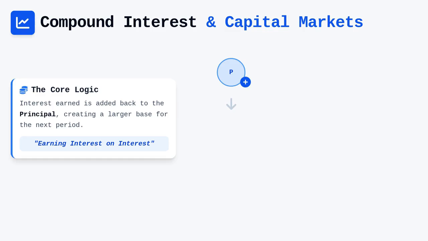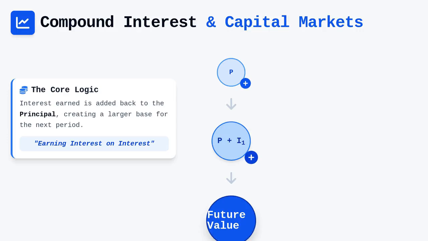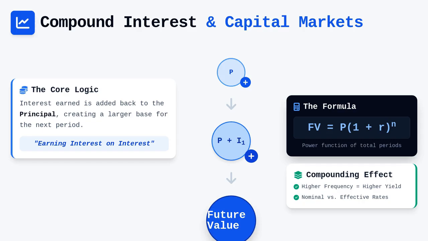When you encounter instruments with annual, semi-annual, or quarterly compounding, the frequency of these intervals significantly impacts the final future value. A higher compounding frequency leads to a higher effective yield, even if the nominal annual rate remains exactly the same. To calculate the future value of a capital sum, you multiply the principal by the factor of 1 plus the periodic interest rate raised to the power of the total number of periods.